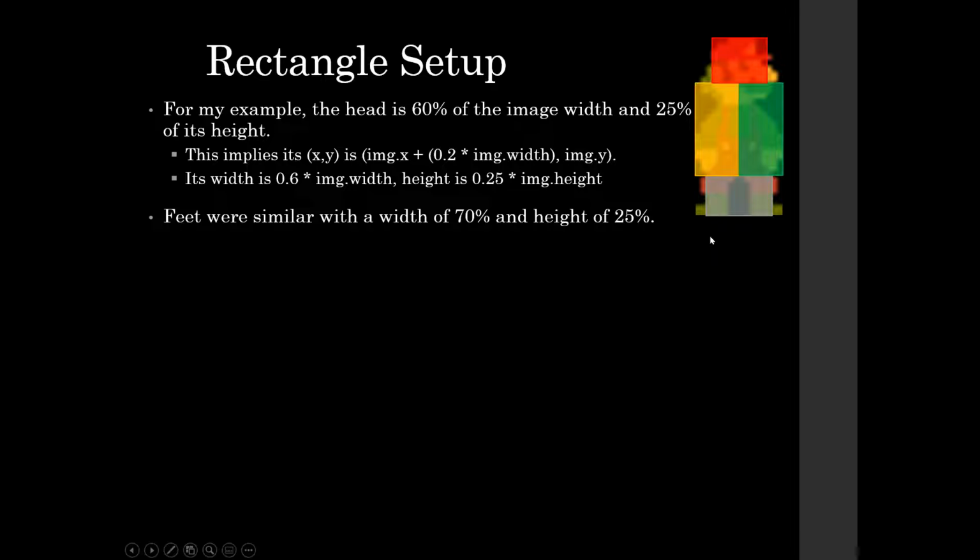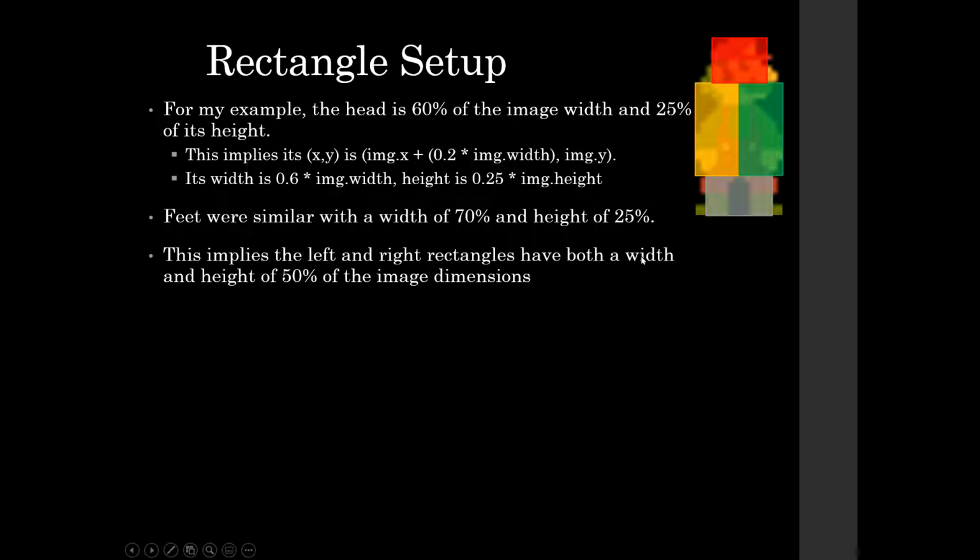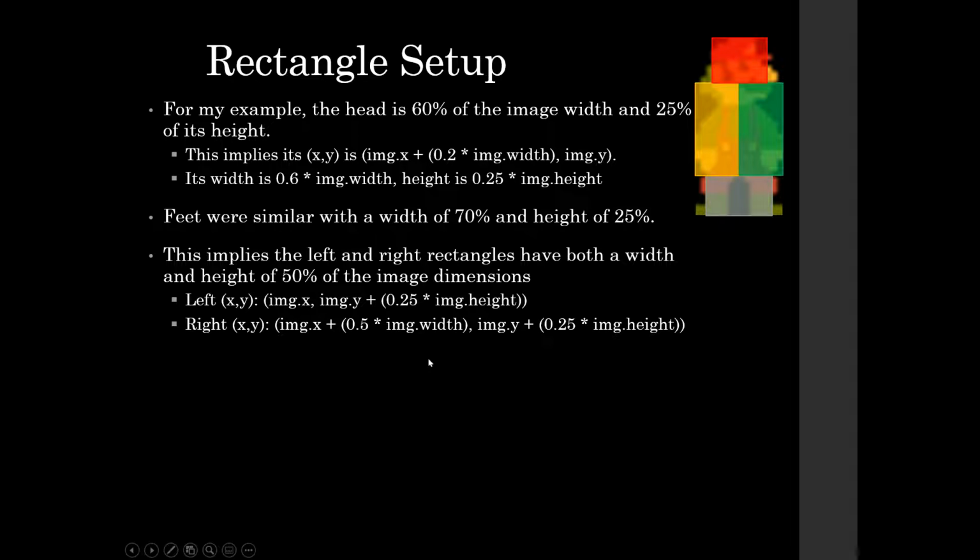So it's going to start 15% in. Sorry, here we go. The left side is the X value. What did I mess up? This applies... the left and the right rectangles have both a width and height of... Oh, sorry, those are the torso pieces. So the feet are going to be 15% in, and 25% of the height.